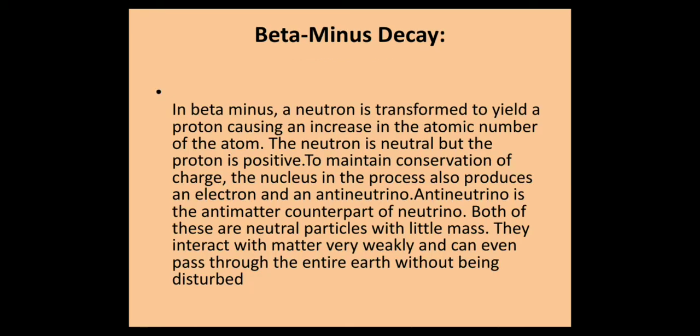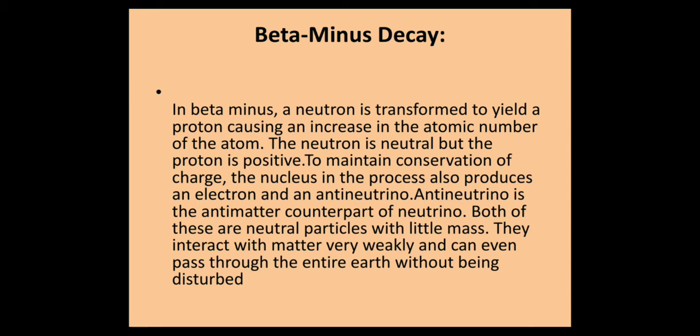Beta minus decay. In beta minus, a neutron is transformed to yield a proton, causing an increase in the atomic number of the atom. The neutron is neutral, but the proton is positive. To maintain conservation of charge, the nucleus in the process also produces an electron and an antineutrino.